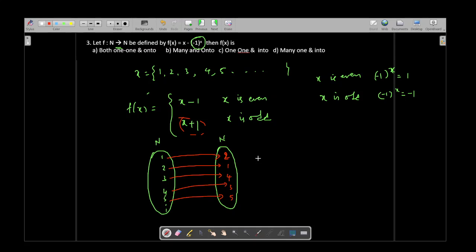So this is both one-one and onto, and the option is A.